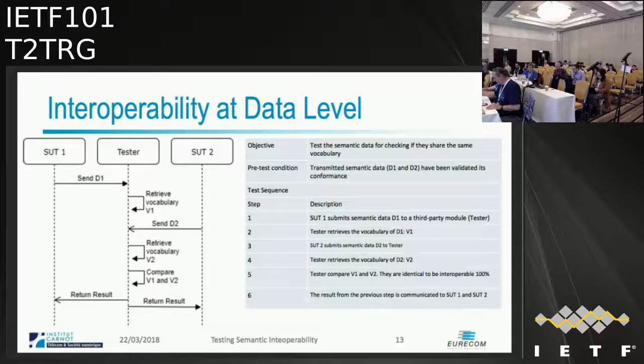When SUT1 sends the semantic data D1 to the tester, the tester would retrieve the vocabulary V1 from the semantic data it receives. And it would do the same thing for D2 coming from SUT2. So it would retrieve the vocabulary V2 and then compare V1 and V2. And the comparison result would be sent to both of the systems under test. And if we see that V1 and V2 are identical, then they are said to be completely interoperable. Otherwise, they are not interoperable. Next.